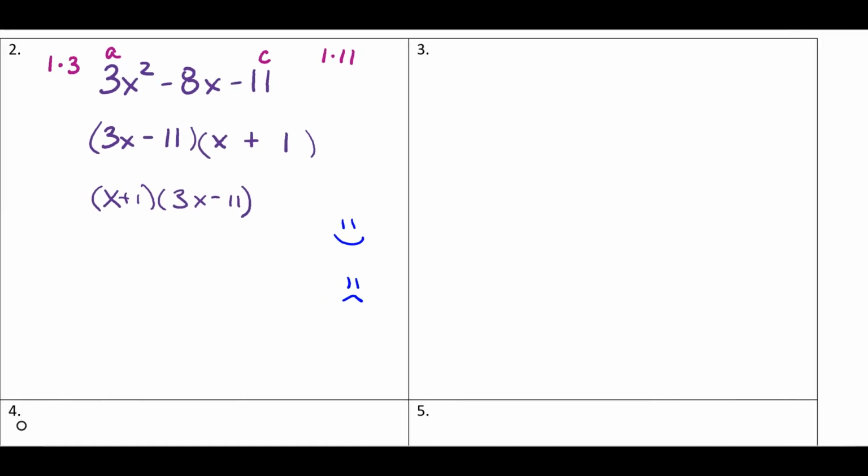So number 3 is going to be 3x squared minus 13x minus 10. So this time I want you to try the entire process on your own. So I'm going to give you just a few minutes, and then when you're ready to turn the video back on, turn it back on.